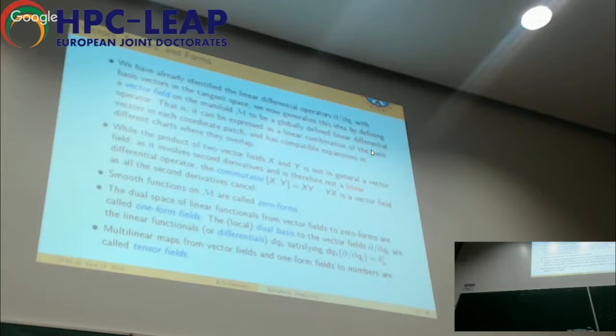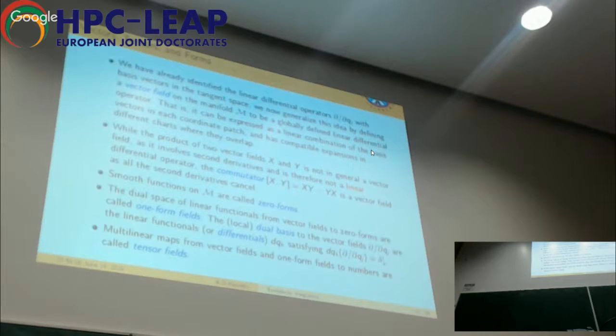The dual space to the linear functionals, so if you consider the linear functionals that take a vector field into numbers, they go more into a zero form. So given a vector field, something that maps that vector field into a zero form, so into a smooth function on the manifold now, it's called a one-form field. So it's a dual space to the vector space of vector fields.